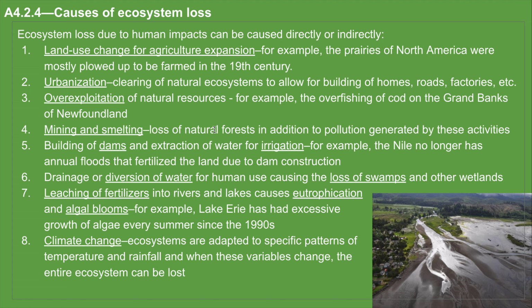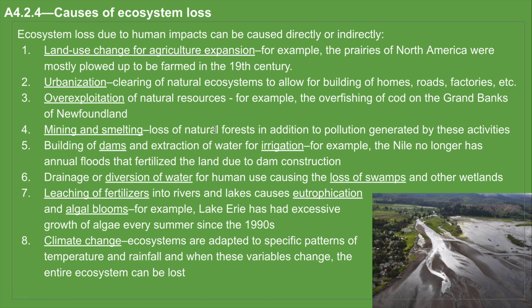Building of dams and extraction of water for irrigation. For example, the Nile no longer has annual floods that fertilize the land due to dam construction. Drainage or diversion of water for human use, causing the loss of swamps and other wetlands. Leaching of fertilizers into rivers and lakes causes eutrophication and algal blooms.